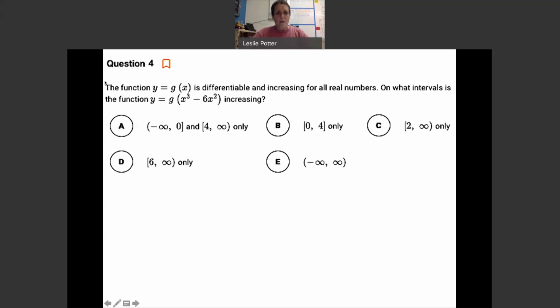And now we're transitioning to giving you a function that is symbolic. It's just, we have this function g. That's all we know about it. And so we have this function y equals g of x. It's differentiable and increasing for all real numbers. So think about the information that gets you.